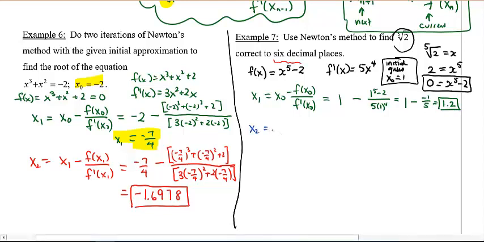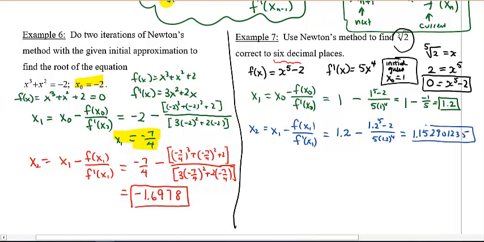x sub 2 equals x sub 1 minus f of x sub 1 all over f prime of x sub 1. So now we're going to use the value of 1.2 and do the same thing. So 1.2 to the power of 5 minus 2 all over 5 times 1.2 to the power of 4. Calculator time, and I get this, 1.152901235. Notice now I'm getting better with my answer, but I still don't have any decimal places repeating from the previous answer, so I'm not too sure if this is good enough either. So guess what? Let's do x sub 3.